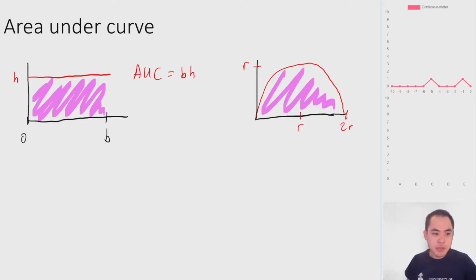Yeah, so this is also pretty easy. You know that the area of a circle is pi r squared. This is half of a circle, so this is 1/2 pi r squared. And there are a couple other easy shapes.